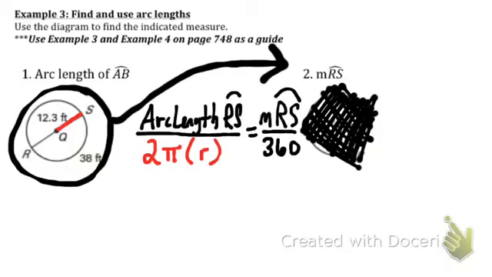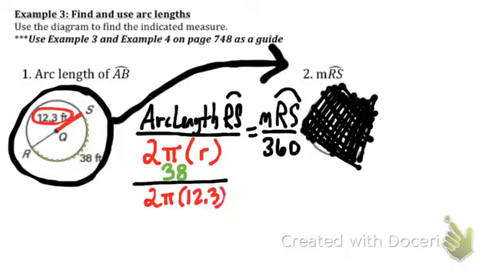Now I'm going to substitute what I know. I know that the arc length of RS is 38. So I'm going to substitute 38 divided by 2 pi, and our radius is 12.3. That's equal to RS. Well, we don't know what the arc measure of RS is, so I'm going to put a variable x on there, and then my 360 still stays there.